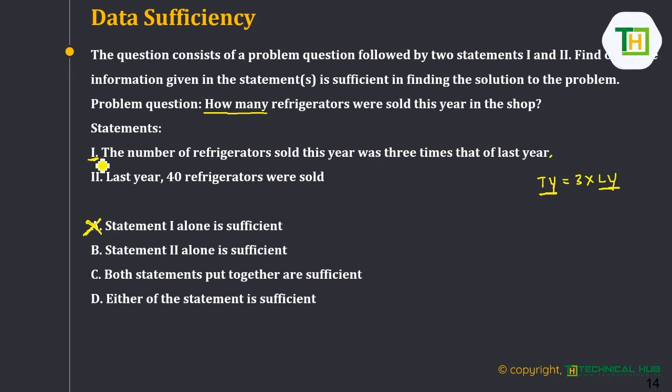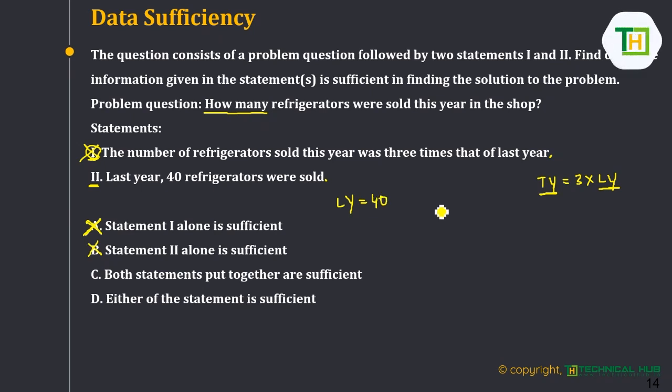Now forget about statement 1, take statement 2. Last year 40 refrigerators were sold. It is simply given that last year 40 refrigerators were sold. Now how can I say how many refrigerators were sold this year? Because I don't know the relation between last year's sales and this year's sales here. So I cannot answer the question by taking statement 2 alone. If I take them individually, I cannot answer the question.